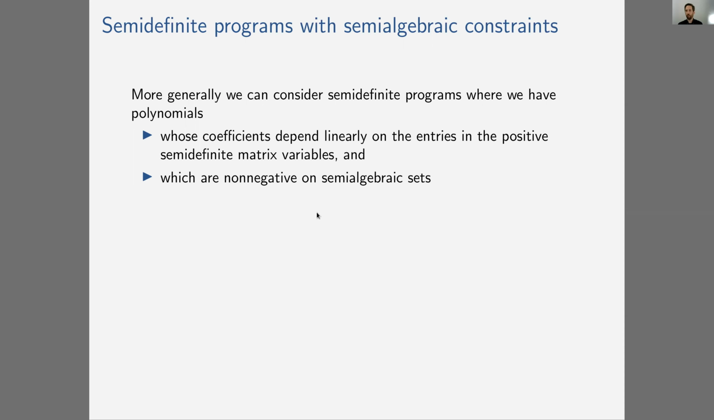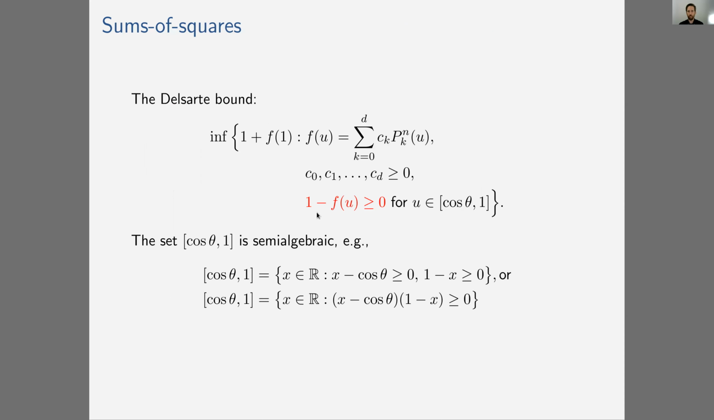More generally, and that's especially if you're going to work with this hierarchy beyond the first step, we can consider semidefinite programs where we have polynomials whose coefficients depend linearly on the entries in the matrix variables, and which need to be non-negative on the semi-algebraic set. Let me go back to explain what this means. Here we have a polynomial, 1 minus f of u. If you write this out as a polynomial in u, the coefficients are linear functions of c_k, right? So the coefficients are linear functions of the entries of the matrix variable. If you think of this as a semidefinite program, these are all 1 by 1 matrices. And then that polynomial needs to be non-negative.